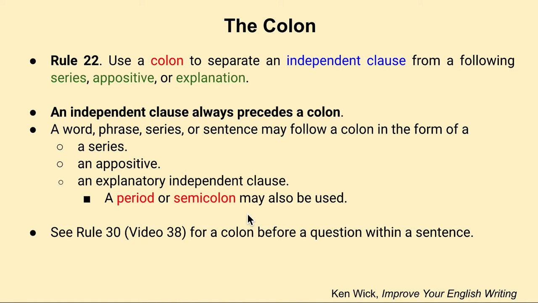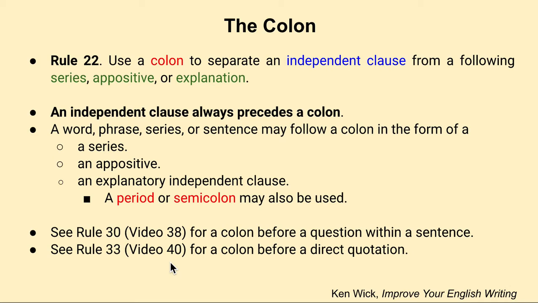And just to note, see Rule 30, which is on video 38, for a colon before a question within a sentence, and see Rule 33, video number 40, for a colon before a direct quotation. So I know it seems like I only have 2 rules on the colon, but actually 2 other rules about the colon are covered somewhere else. This series is focusing on direct quotations, and this series is focusing on questions within a sentence. So if you have that situation going on, go check out those videos and rules.